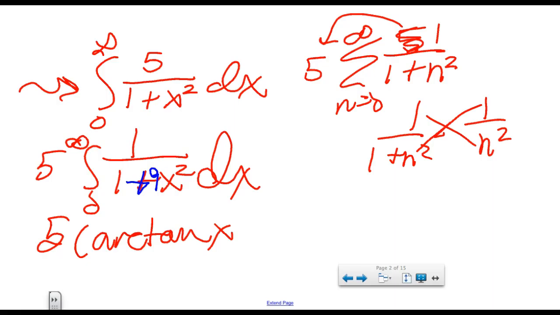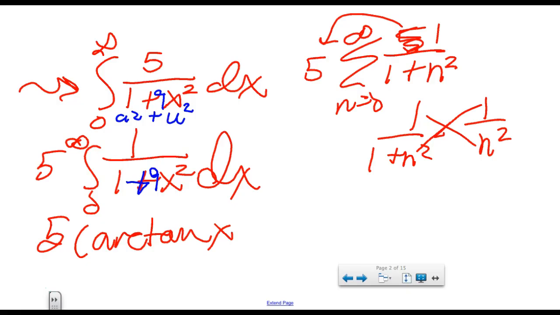What if that had been a 9? Then what do you have to have out front? This is still a squared plus u squared, right? Who's u?